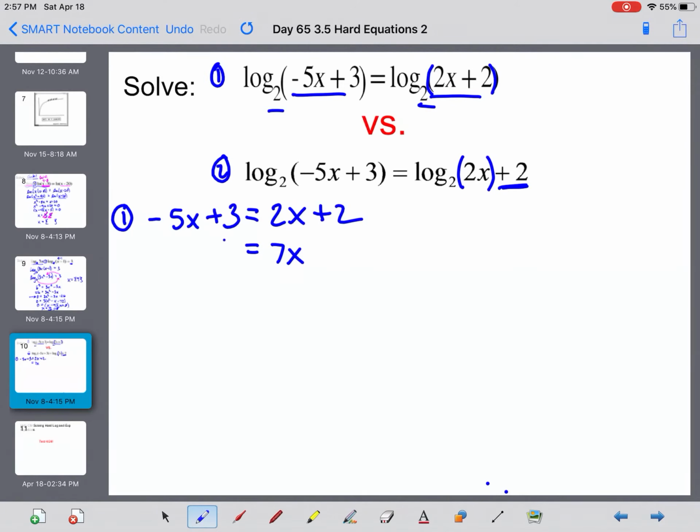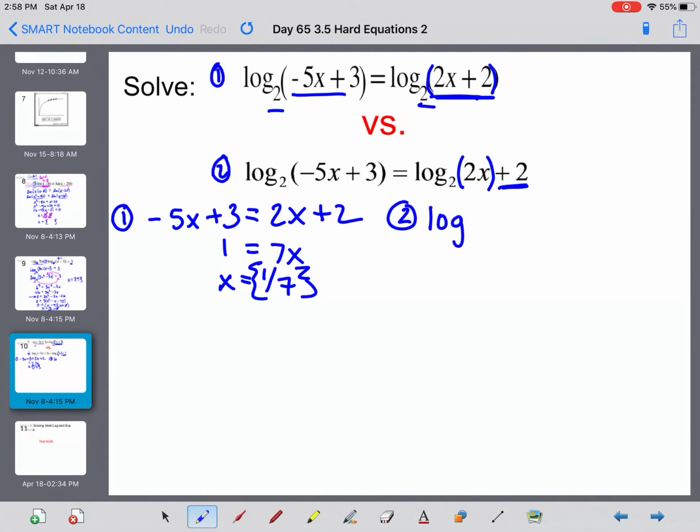I'm going to add 5x to both sides, and I'm going to subtract 2 from both sides. And this is going to leave me with 1/7 for my value. Do a quick double check just to make sure that 1/7 falls within the domain of the function. So negative 5 times 1/7 is negative 5/7, and negative 5/7 plus 3 is still positive. So that side is good. And 2 times a positive number plus 2 over here on the right is still going to yield a positive number. So this one checks out. 1/7 would be my solution for the first one.